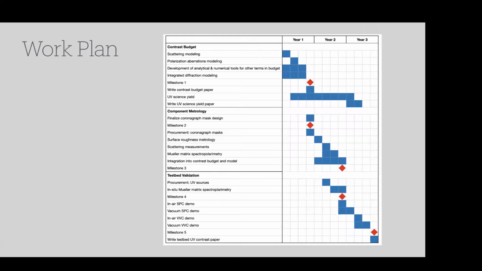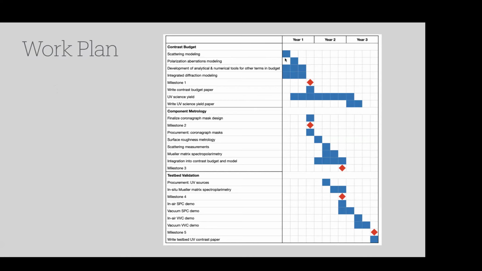And then I think this is my last slide. This is just showing what our work plan is. I'm not going to go through this. But essentially it's contrast budget modeling work in year 1, component metrology in year 2, and then also testbed validation starting in year 2 and then going into year 3. And notionally this starts in October. So we're actually meeting next week with someone at NASA to basically do the kickoff meeting of this. So this will be underway really soon.